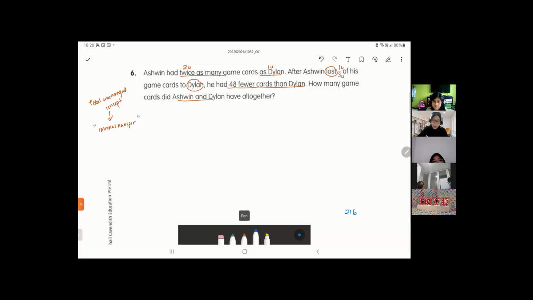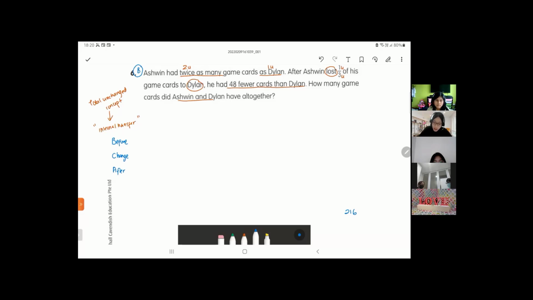To do the total unchanged concept, identify the B, the C, the A. What is B? Before. What is C? Change. What is the A? After. Okay, so where is the before? Before is forever, always, the first sentence. The B is here. Okay, so we have the B.